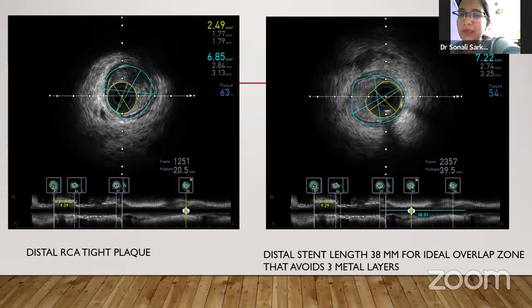And in the distal RCA, not apparent from the angio, there is a very tight plaque, which is giving an area of again 2.4 millimeter square. So we could not leave that plaque, and we had to cover it. So IVUS helped us plan a distal stent length of 38 millimeter for an ideal overlap zone. The next slide.